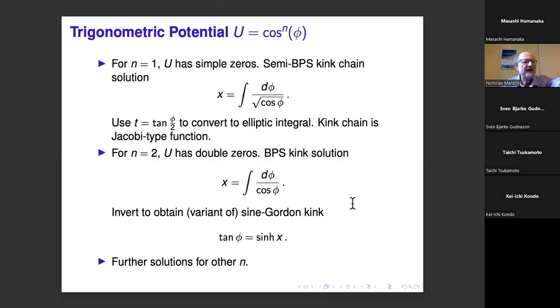Here's another realization of this theory, trigonometric potentials. I don't know if you can see this. It says U is cos to the n of phi. Can you see that, or is it covered?